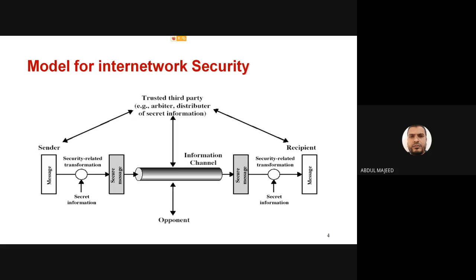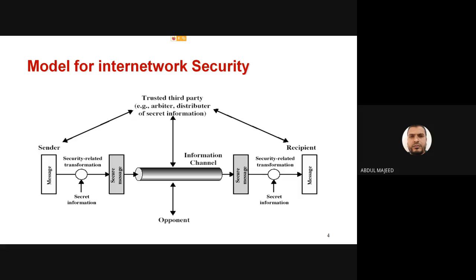The basic things are these. Very first, powerful algorithms are required to convert the plain text into the ciphertext. So the sender and receiver are one component. The second component is the plain text and ciphertext, which is called the security related transformation. The third is the secret information, which is called the key. And the fourth is the transfer information channel.